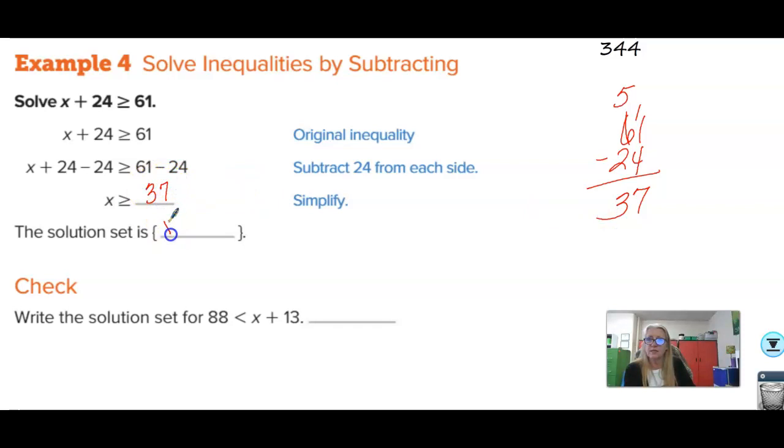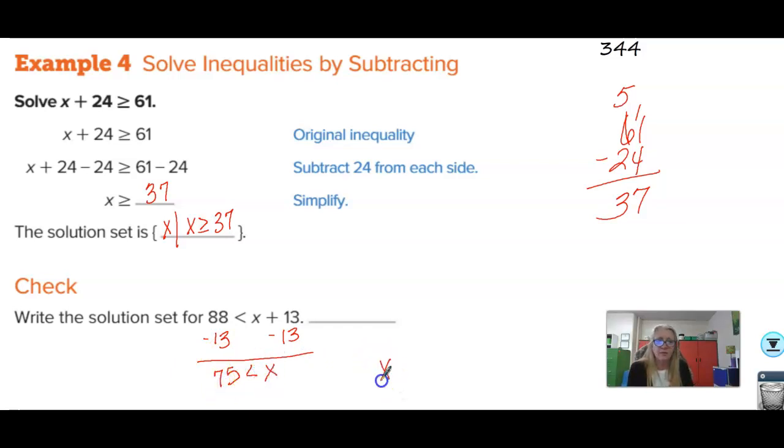So the solution set is x, the big long line, and x is greater than or equal to 37. But on the written work, you could just have that. Write the solution set for this. Well, we need to subtract 13 from both sides. And that gives us 75 is less than x.